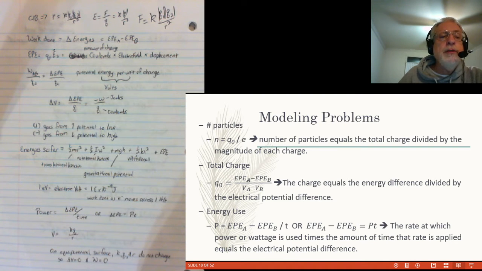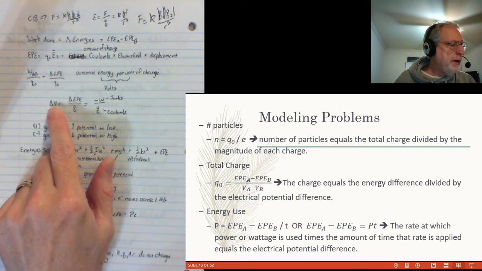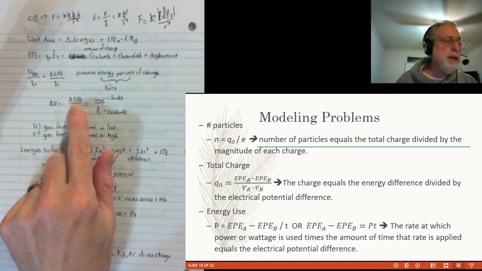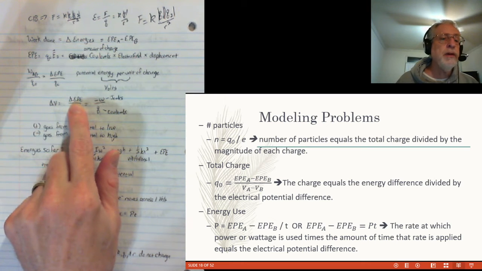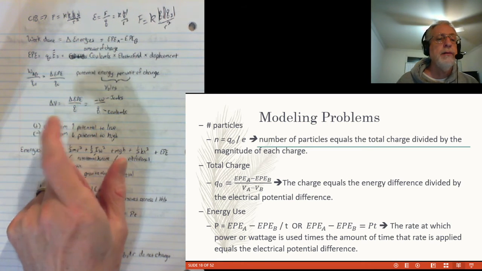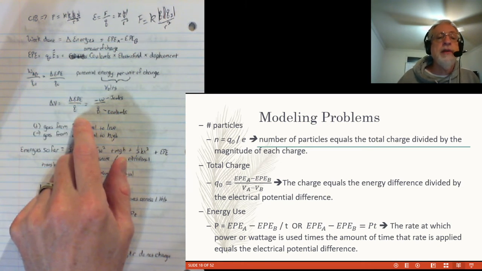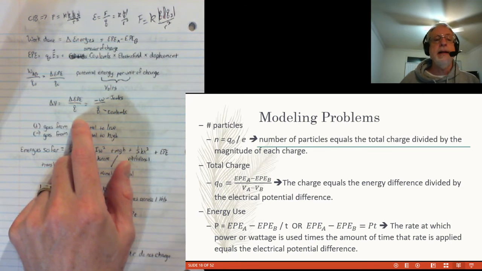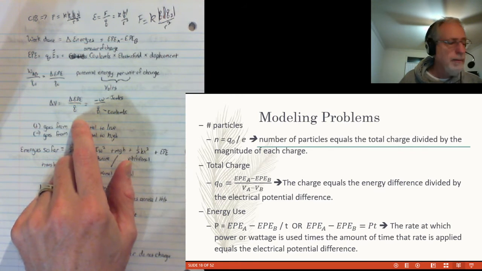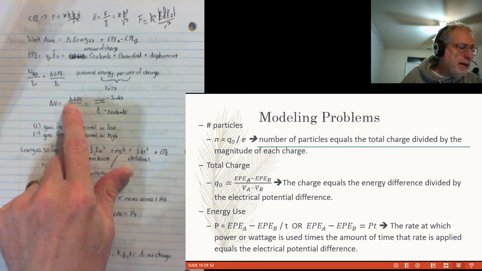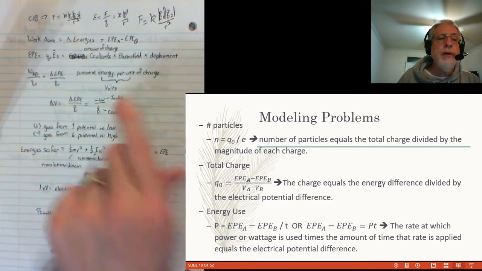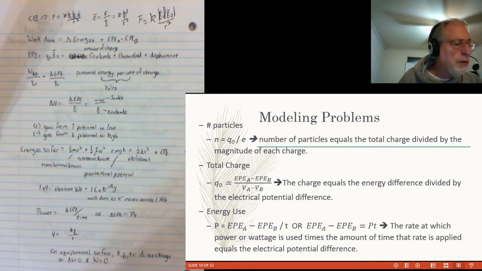You could be asked what the total charge is. Well, if I know delta V is equal to delta EPE over Q, Q must equal the electrical potential energy divided by delta V. So the charge equals the energy difference divided by the electrical potential difference. And I could always relate EPE to work, so I could also say that the charge is equal to negative work divided by the voltage difference.